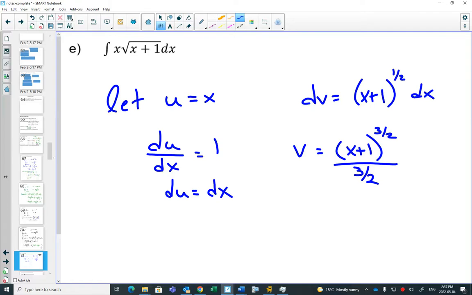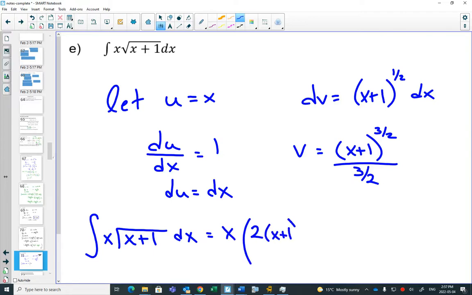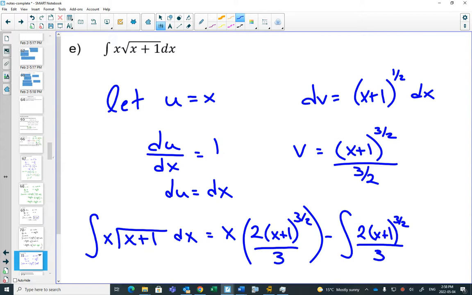Does this make our life easier? We're going to find out. So we rewrite x square root of x plus 1 dx is equal to u, which is x, times v, and are you all right if I make this 2 x plus 1 to the 3 halves divided by 3, minus the integral of v, 2 x plus 1 to the 3 halves divided by 3, times du, which happens to just be dx.